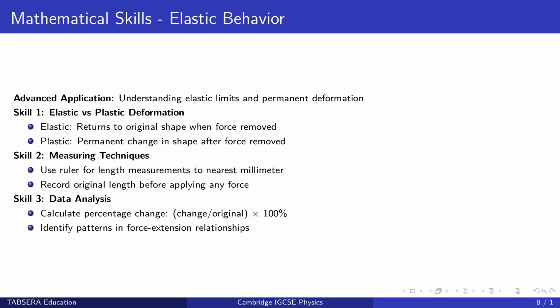First, elastic versus plastic deformation. Elastic deformation means the spring returns to its original shape when the force is removed. The spring behaves like a rubber band. Plastic deformation means permanent change in shape, even after removing the force. The spring has been stretched beyond its elastic limit.